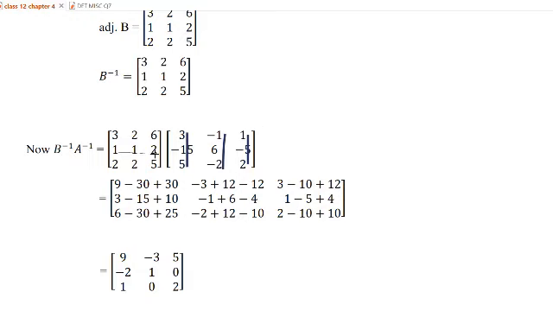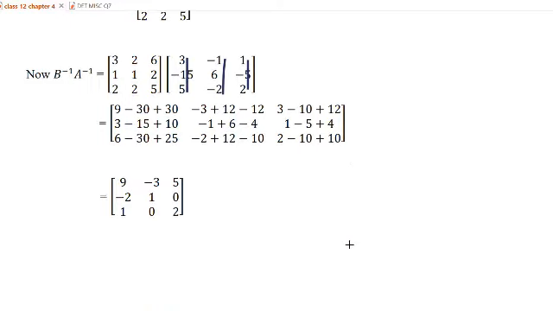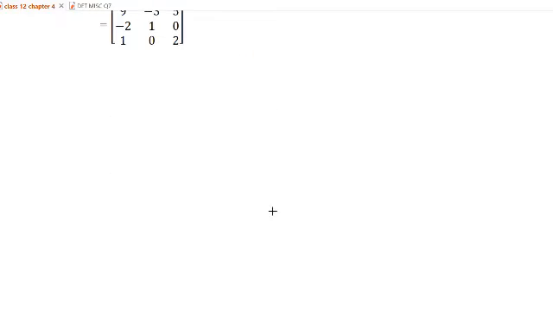Now it's the turn of the second row. 3 minus 15 plus 10. Minus 1, 6 minus 4. Then 1 minus 5 plus 4. Okay, so second row also done. And now third row. So 6 minus 30 plus 25. Minus 2, 12 minus 10. And 2 minus 10 plus 10. And after adding and subtracting, we'll get B inverse A inverse, which is equal to (AB) inverse.